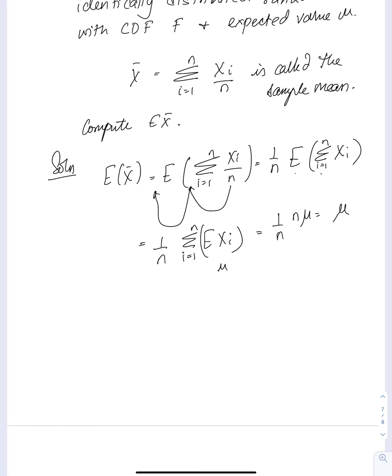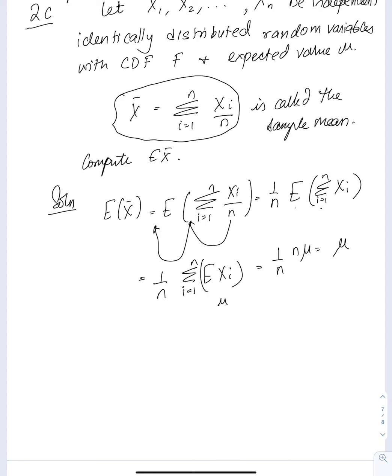So the expected value of this that we call the sample mean is the same as the mean of the distribution. The distribution for each one of them is the same as that. And this is exactly what you would think it would be.